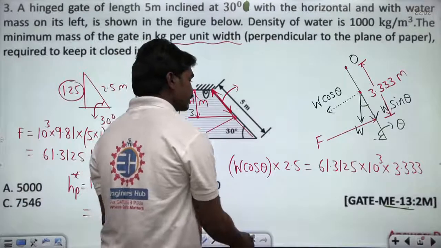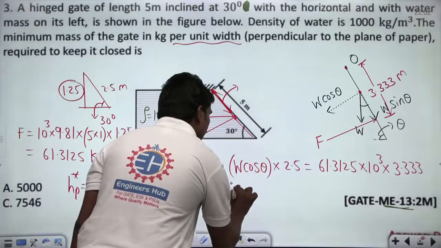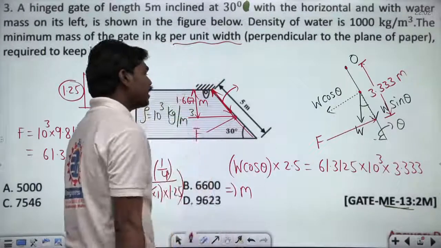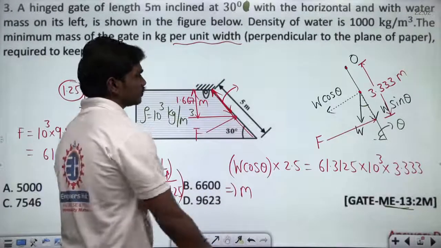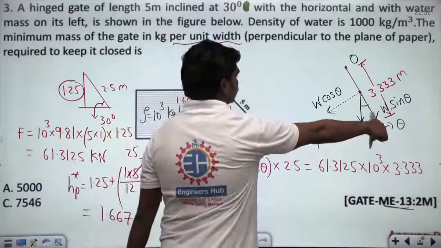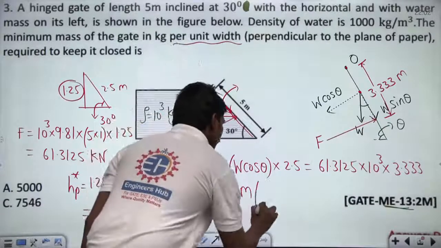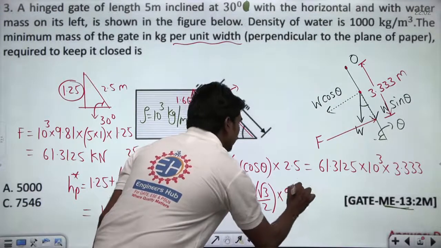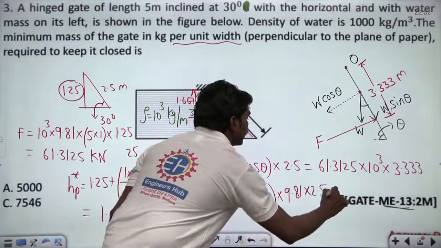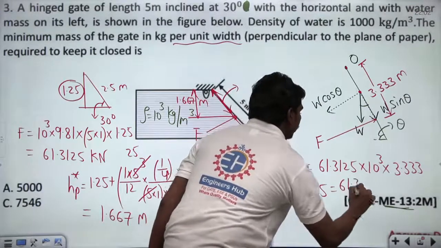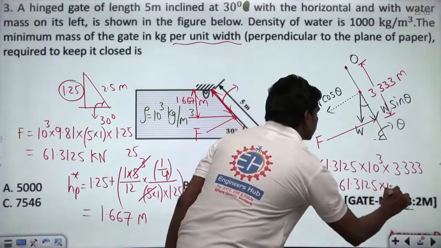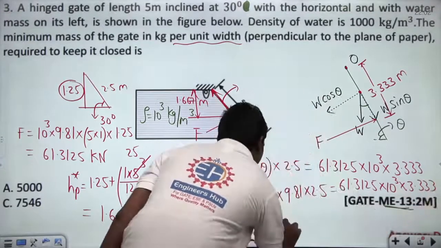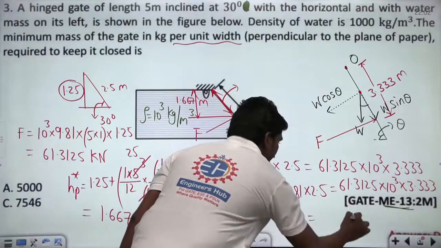If they are asking you for the mass of the gate, definitely you need to divide this with acceleration due to gravity. So this W can be written as mass into acceleration due to gravity, and cos theta. So theta value is 30. That's what we have seen. Basically, this is the theta we have assumed in this case. So m into root 3 by 2, because cos 30, into 9.81 into 2.5. This value should be equal to 61.3125 into 10 cube into 3.333.